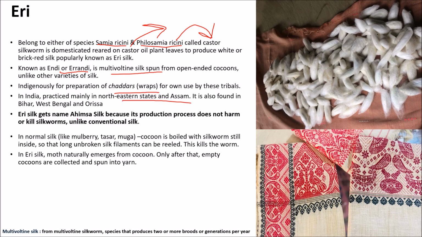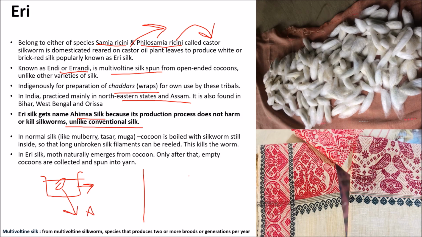Eri is also called Ahimsa silk because its production process does not harm the silkworm, unlike the conventional silk making process. In normal silk, in the first picture which I showed, where a boiling pan was there and we were putting cocoons into it. So, in the normal silk process, whether it is mulberry, tussar, or muga, the cocoon is boiled with the silkworm inside, so that long unbroken silk filaments can be reeled. In this process, the silkworm gets killed.